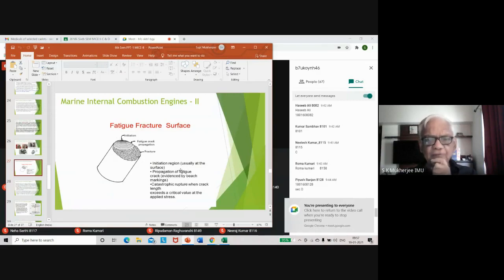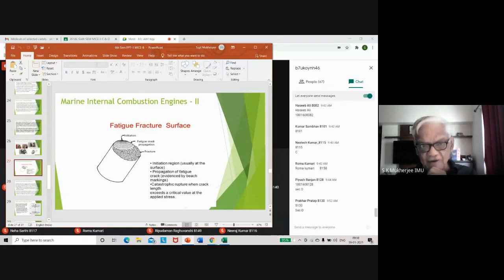Okay, so propagation of fatigue crack is evidenced by beach markings. You see, these lines are called beach markings, and that is actually fatigue crack propagation. It keeps increasing step by step, and each of those steps is given by a beach mark.